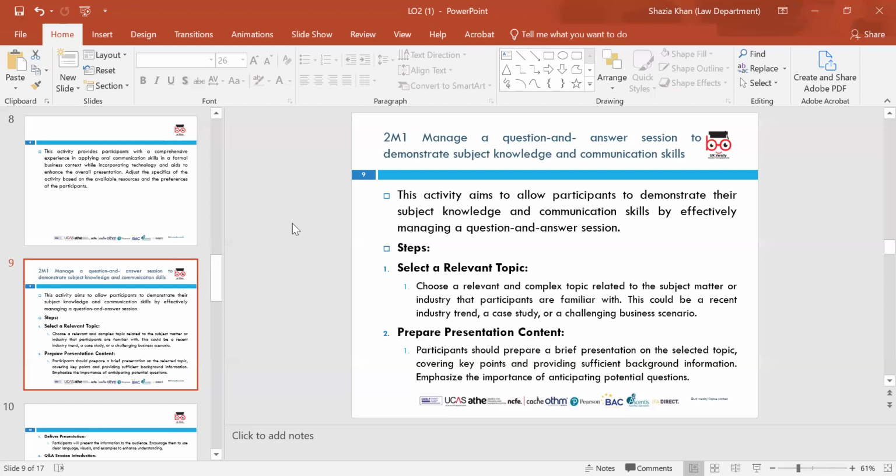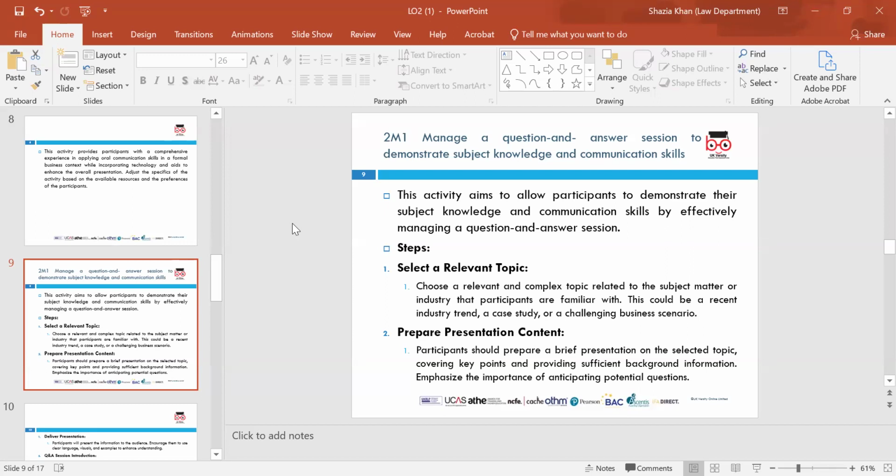In 2M1, you need to manage a question and answer session to demonstrate subject knowledge and communication skills. So this is what you need to do later on for your assignment as well, okay? This activity aims to allow participants to demonstrate their subject knowledge and communication skills by effectively managing a question and answer session. So the steps here are that you select a relevant topic. You again choose a relevant and complex topic related to the subject matter and the industry, as we mentioned earlier as well.